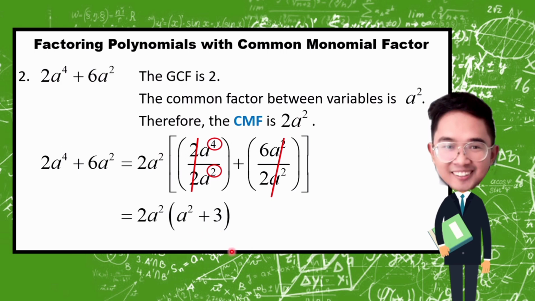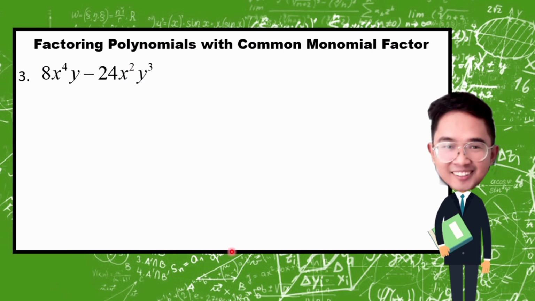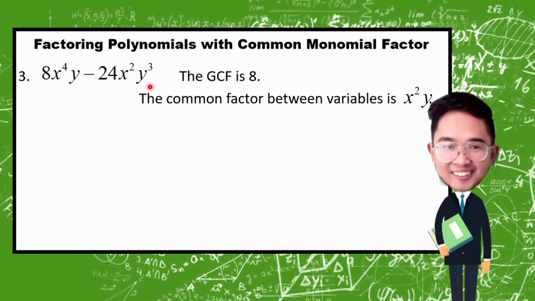So let's now proceed to number 3. 8x raised to 4y minus 24x squared y cubed. What do you think is the GCF of 8 and 24? Very good. The GCF is 8. How about the common factor between x raised to 4 and x squared? How about in y and y cubed? Excellent. The common factor between variables is x squared y.